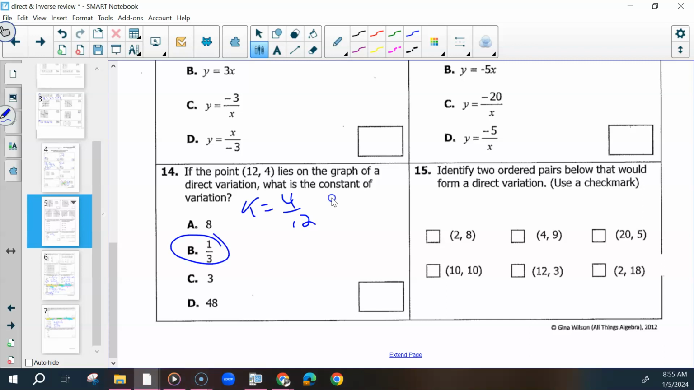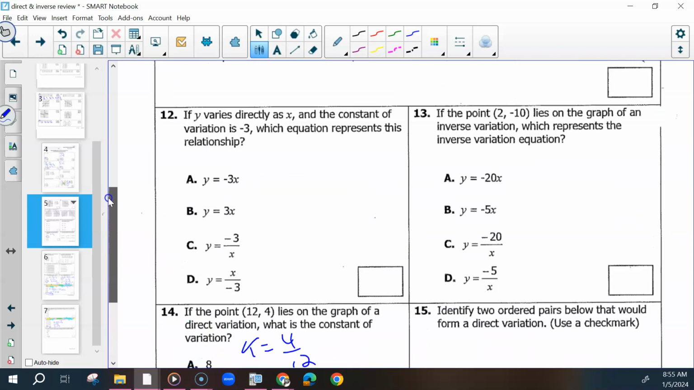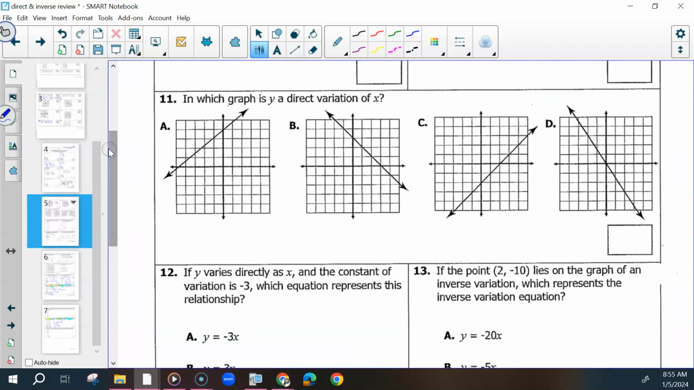Last question, if any. 11, on the same page. In which graph is y a direct variation of x? It's just asking which one is a direct variation. The only line that goes through the origin.